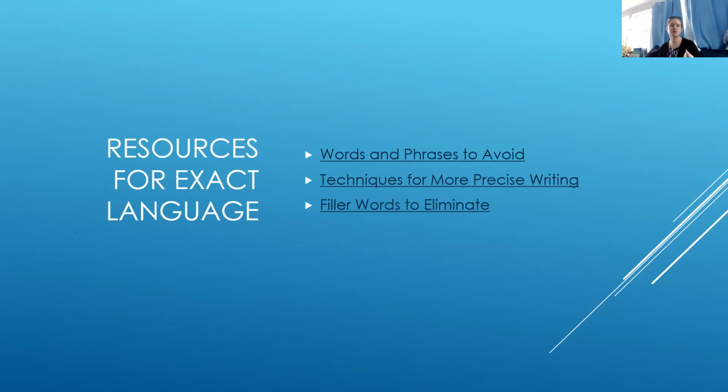And so, of course, I do have resources for exact language here too. Words and phrases to avoid. We have techniques for more precise writing and filler words to eliminate. And of course, as you're looking at these lists, you don't have to go through them with a fine-tooth comb, you just kind of want to look through them for what you need. You can always use that Command F or Control F, depending on what system you're on. Apple is going to be Command F, Windows will be Control F, and you're going to do a search in your paper for some of these words and see if maybe you can eliminate them.